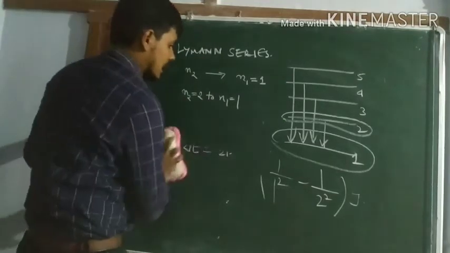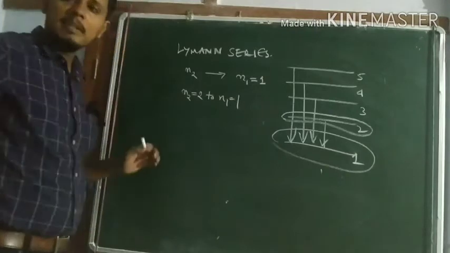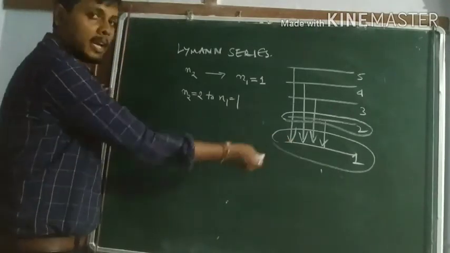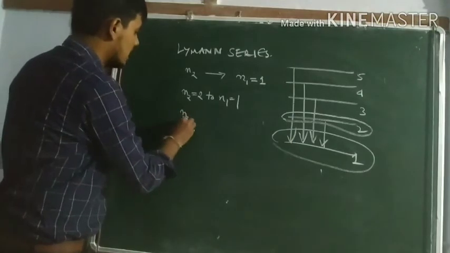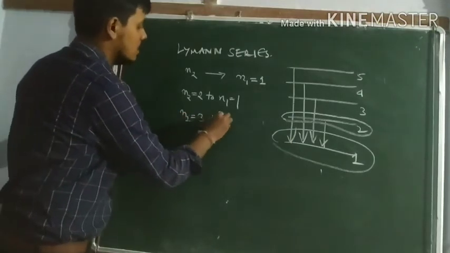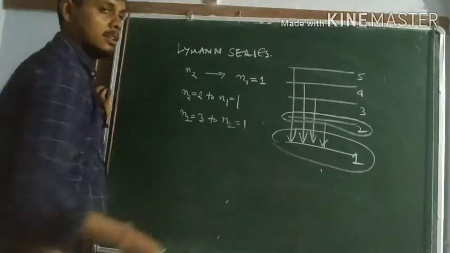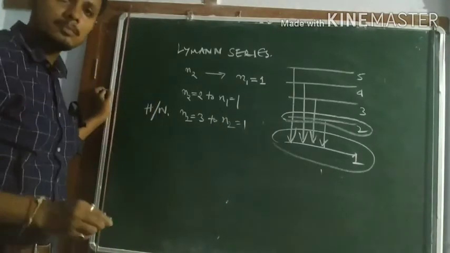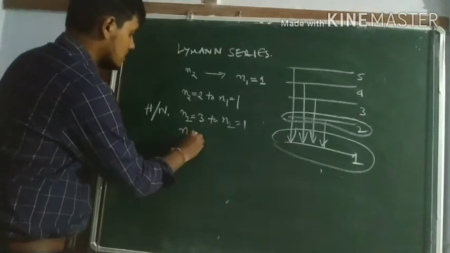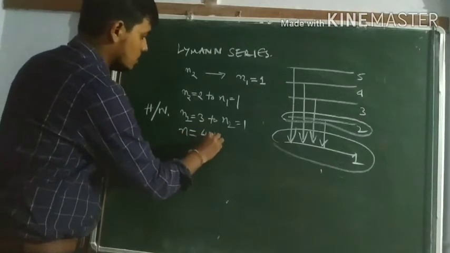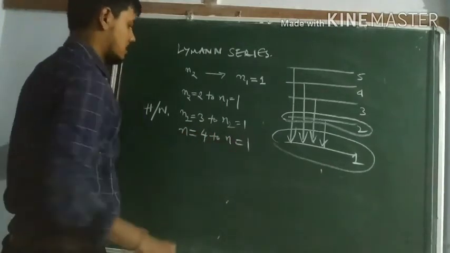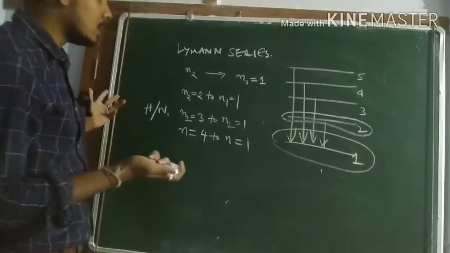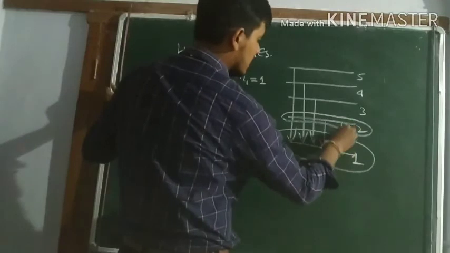Now if I consider the second Lyman line: the first Lyman line is the nearest energy level to n equals 1, n equals 2 to n equals 1. The second Lyman line is n2 equals 3 to n1 equals 1. Please find the energy. Then n equals 4 to n equals 1. Again, please find the energy. So this is delta E1.